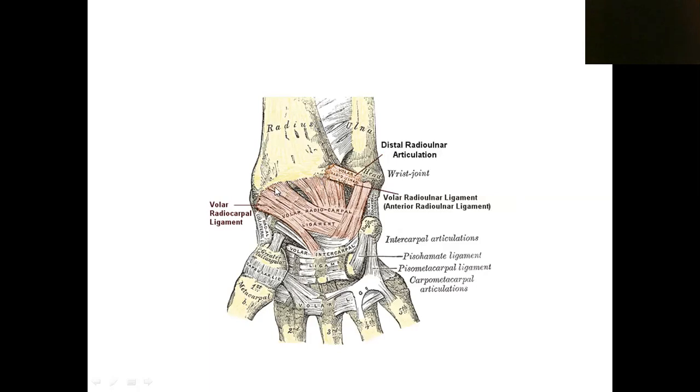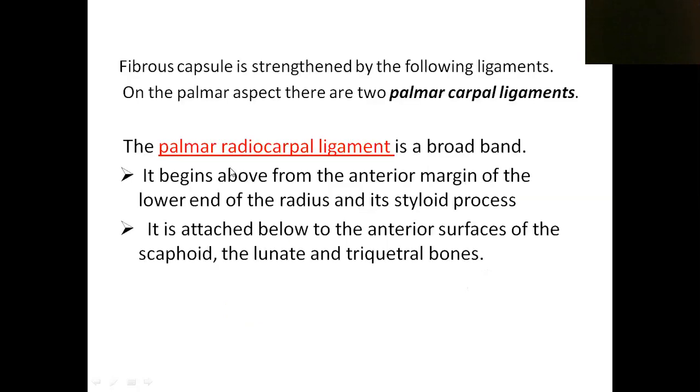Now this anterior margin, here on the lateral side, is continuous with the styloid process. This small downward projection is the styloid process. So some fibers also arise from the styloid process. So from the styloid process and the anterior margin of the lower end of the radius, these fibers run downward and are inserted to the first row carpal bones, the scaphoid, lunate, and triquetral. Okay, so that is the palmar radiocarpal ligament.